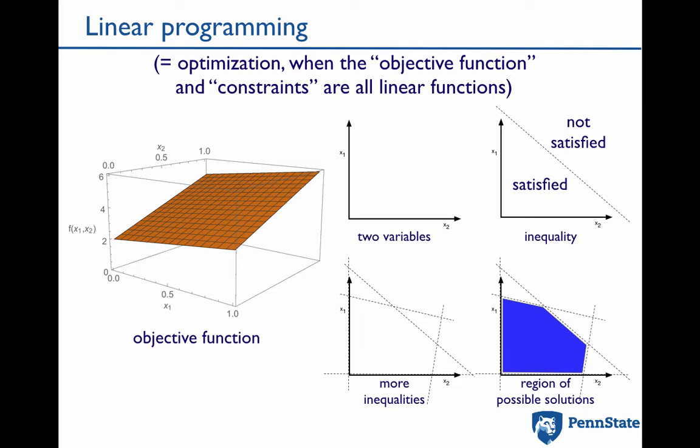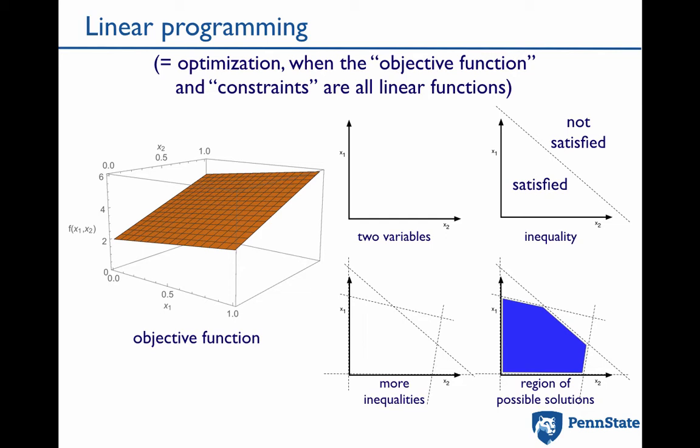So if you're trying to make f bigger, then you're going to be probably looking at those two upper right corners of the blue polygon, and if you're trying to make f as small as possible, pretty clearly you're going to want that lower left corner. But in any case, the corners will be the places where the solution will be found.